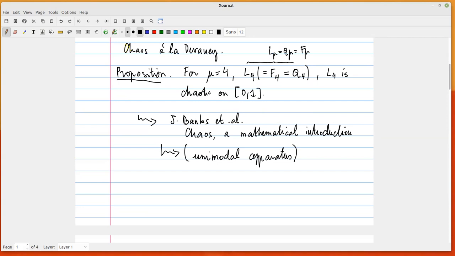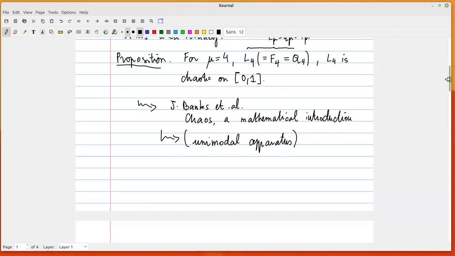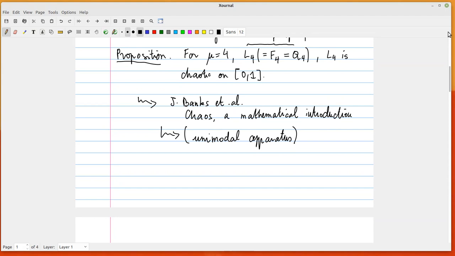Nevertheless, I would like to show you at least and to discuss a bit that the first condition we mentioned last time, the sensitivity to the initial condition. I would like you to feel why it is true for the logistic map for mu equal to 4. So let us try to have some intuition out of why L4 is sensitive to an initial condition.